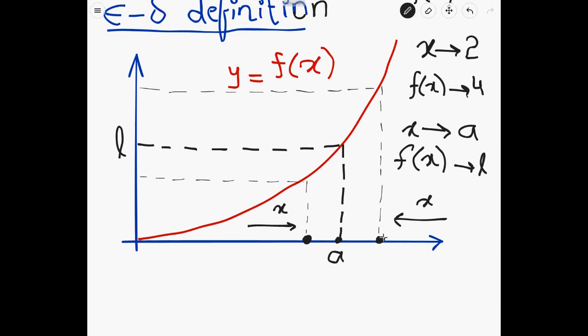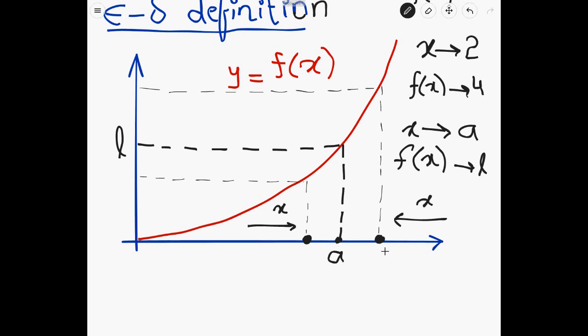Let me mark 2 points, this point and this point, on the left hand side of point A and on the right hand side of this point A. This point is at the right hand side of this point A, and this one is at the left hand side. However, these are equidistant from this point A. It means that they have equal distance from point A.